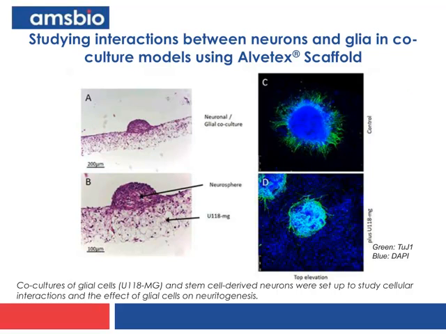you can see this fantastic experiment here where you grow neurospheres on top of the Alvatex. And if you compare A and B, you can see that the co-culture of neurospheres and glioma cells, U118, really stops the neurons from growing. You get absolutely beautiful pictures in C and D showing you how poor the neurons are growing in the presence of the glioma cells. And this is by a simple co-culture of generating neurospheres on top of the Alvatex.